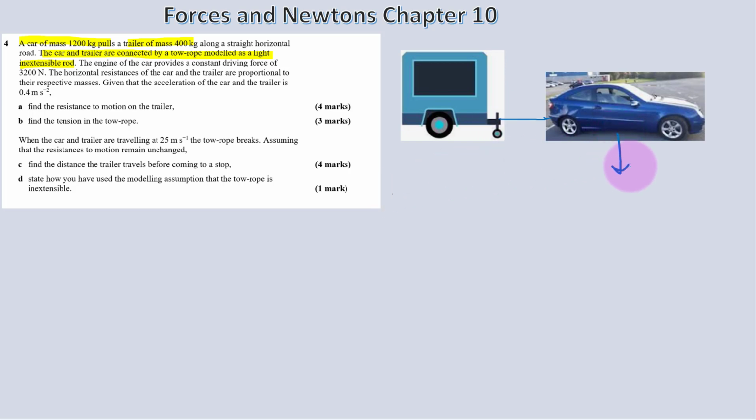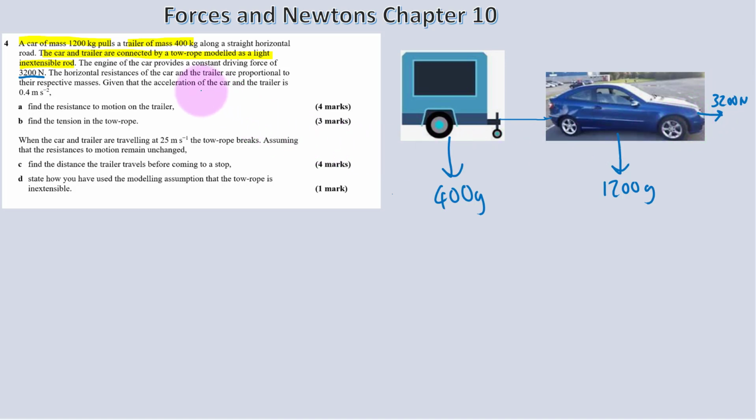Right, let's add. The car is 1,200 kg. The trailer is 400 kg. The engine of the car provides a constant driving force of 3,200 newtons. That's a key point. So let's assume 3,200 must be going this way. Okay, that's newtons.